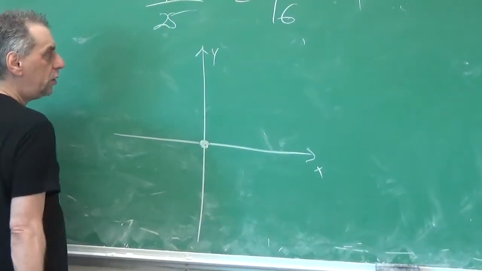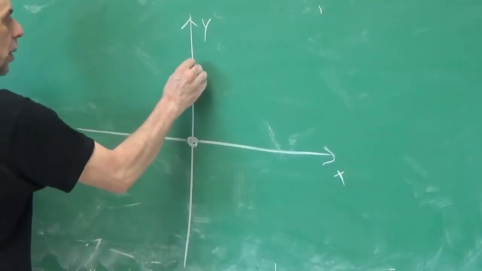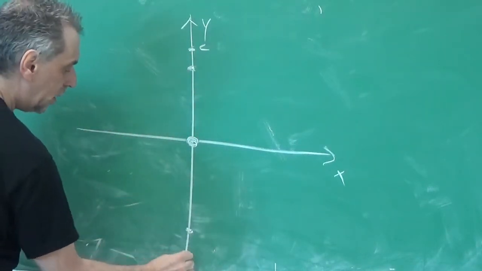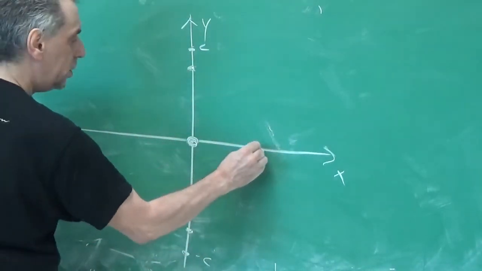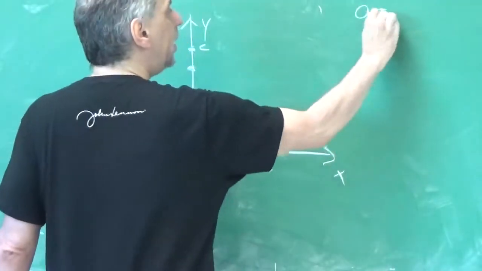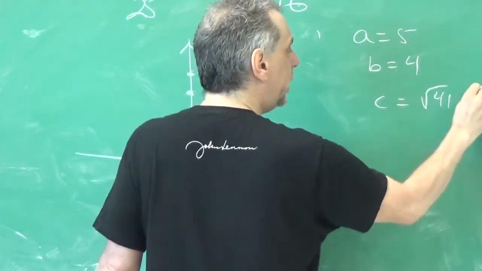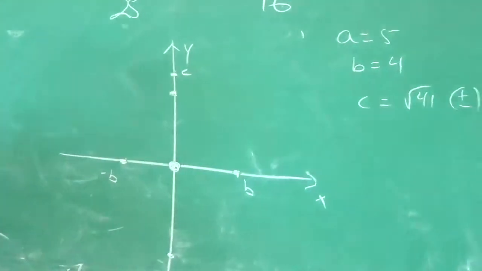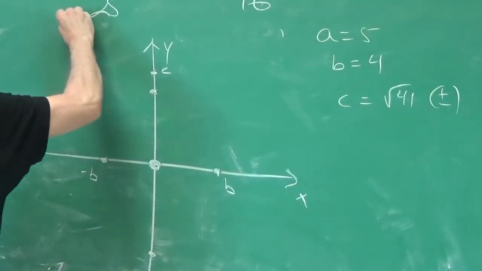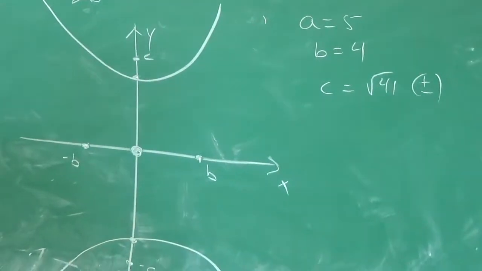Center at the origin, instead of going out 5 units along the x-axis, we're now going up and down 5 units. Our c value is up here and down here, and our b values are now over here, b and negative b, and here the a value is 5 again, the b is 4, and our c was plus and minus square root of 41. So instead of being elongated along the x-axis, now we have a hyperbola that looks like this. All right, so just the other direction.